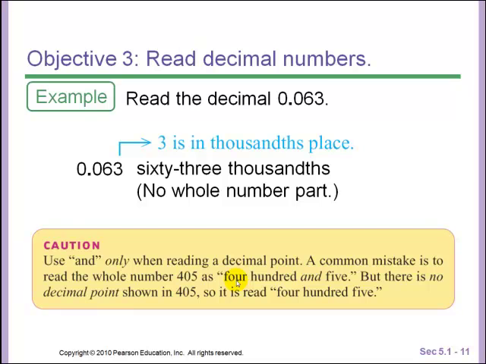Another caution about the word "and". The word "and" only means the decimal point. You can't say 405. That would mean 400, a decimal, and then 5 in a decimal point, but you didn't tell me what place value. It can't be done. The "and" is for the decimal point, and that's the only way you can use it.